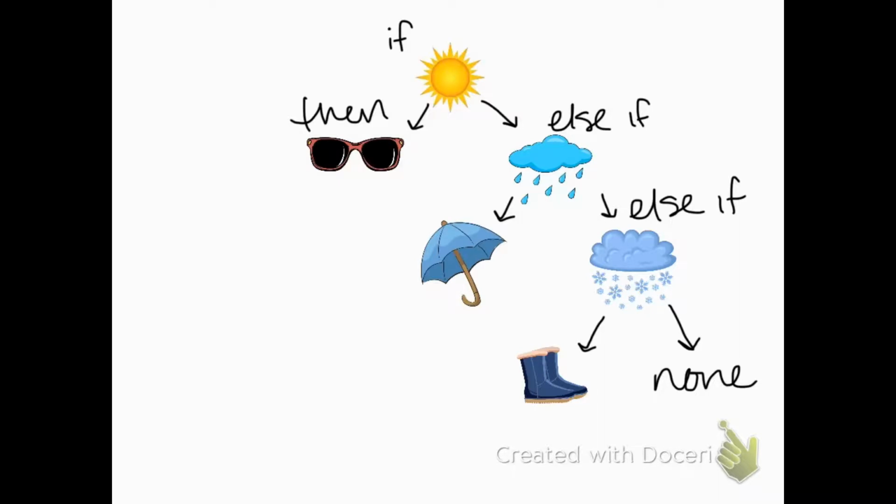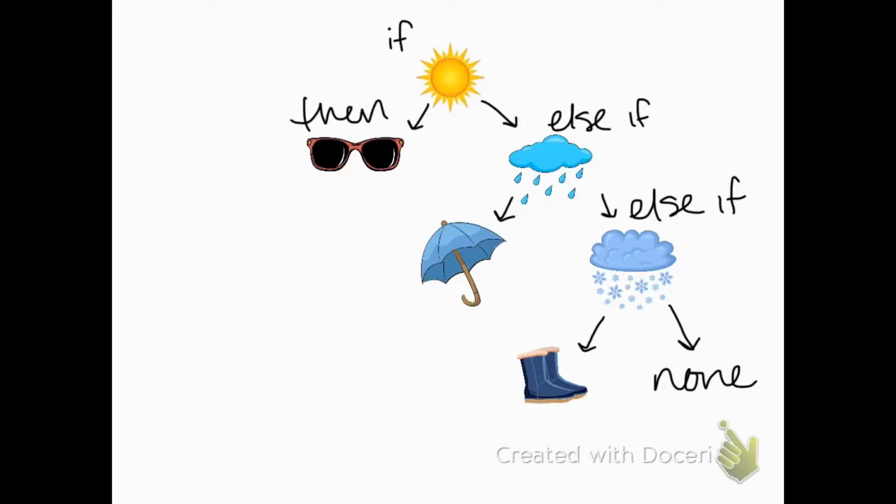So our final completed statement is if it is sunny, then I will wear my sunglasses. Else, if it is raining, then I will bring an umbrella. Else, if it is snowing, then I will wear snow boots. Else, I will not wear any special accessories.